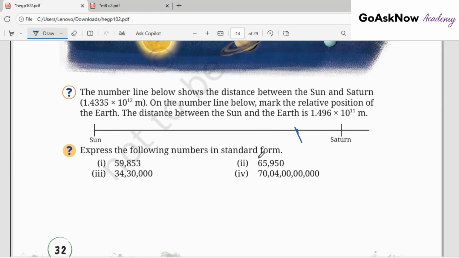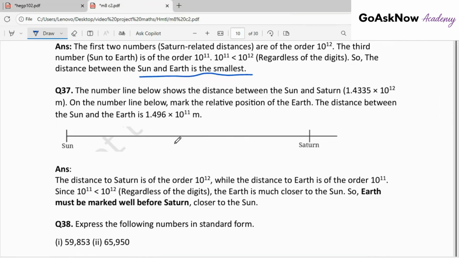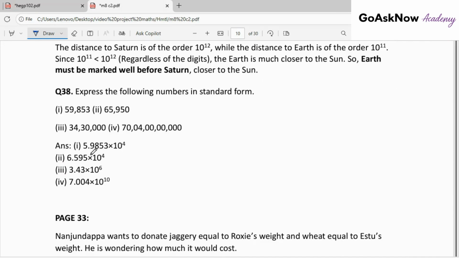That means it will come at this place. Express the following numbers in standard form. Let us express that here: 5.9853 × 10^4. Here 65,950 is 6.595 × 10^4. Next, 34 lakh 30,000 is 3.43 × 10^6. Here, 7.004 × 10^3.